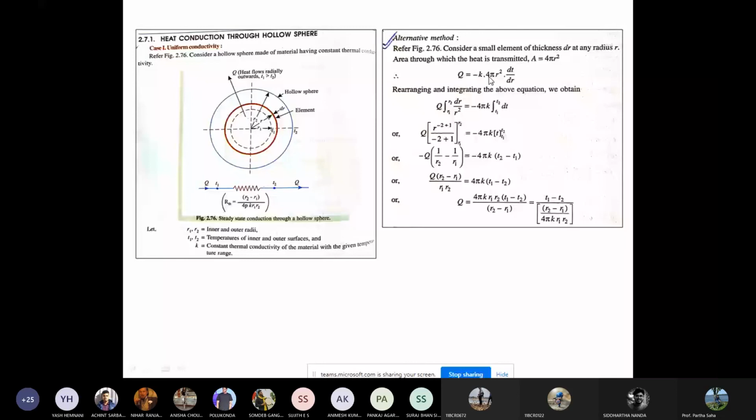Then we rearrange this term and integrate over the proper boundary conditions, that is R1, R2 and T1, T2 respectively. And we finally get Q = 4πK R1 R2 (T1 − T2) / (R2 − R1), which can be written as (T1 − T2) divided by (R2 − R1)/(4πK R1 R2). This expression you have seen in the last class. This is how you derive it by integration, which is the easiest method.